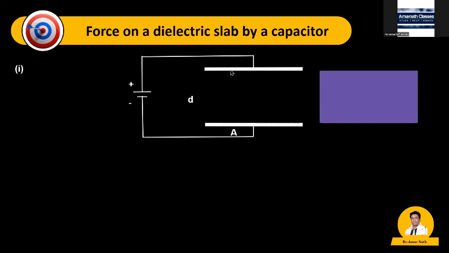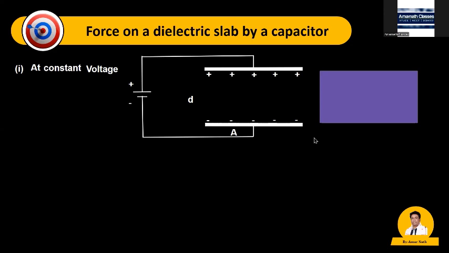Battery kept connected means the potential of the capacitor remains the same. Even if the dielectric slab is inserted into the gap of the capacitor, the potential difference will remain the same because the battery is there. That is why I am going to discuss the force on a dielectric slab by a capacitor when the voltage is constant. A similar derivation comes when charge is constant also, but that will be a different part. So when the battery is connected, charge is deposited, say this is the positive charge, and similarly on this face negative charge will be deposited.